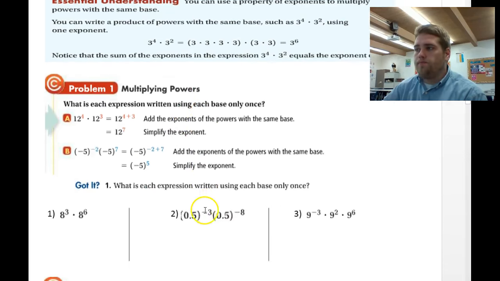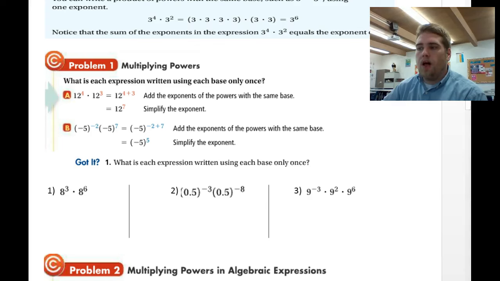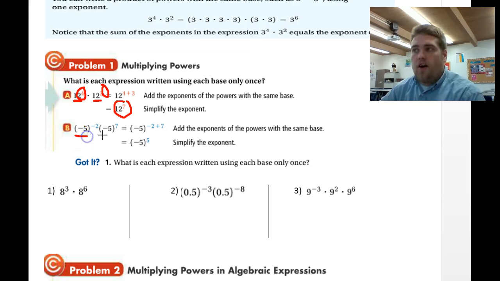So on problem 1, multiplying powers, okay? If you notice, I have 12 to the 4th times 12 cubed, so I add those exponents together. So 4 plus 3, since I have the same base, 12 is the same as 12, I can add my exponents together and get 12 to the 7th, okay? And the same thing on B, I have the same base, -5 and -5, so I can add -2 together with 7. Well, -2 plus 7 gives me -5 to the 5th, okay?